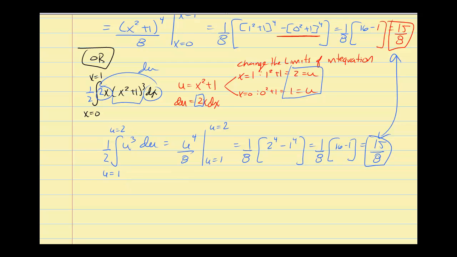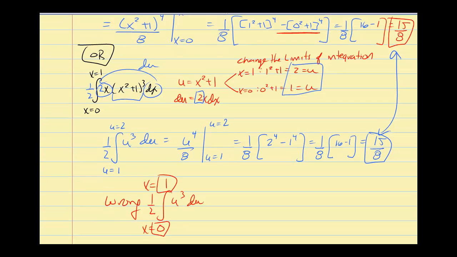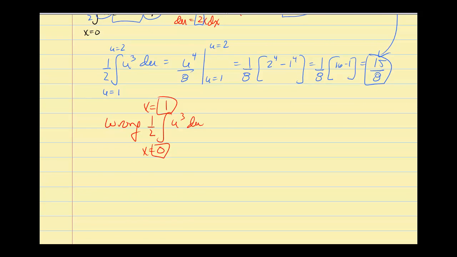Now, it would have been wrong if I had written this as u cubed du, and of course we had the 1/2 out front, and I would have gone 0 to 1. This would have been wrong because these are in terms of x, and they have to be in terms of u. Now if I had written x equals, then I would have been okay. But these are things that you have to be careful of with notation because they have meaning here, and we have to keep track of what that meaning is.